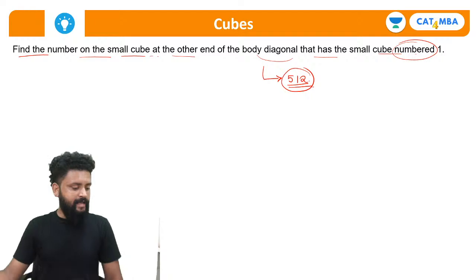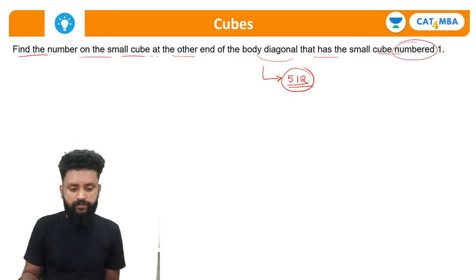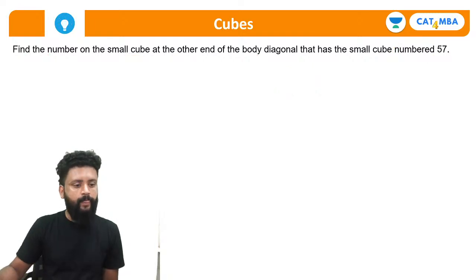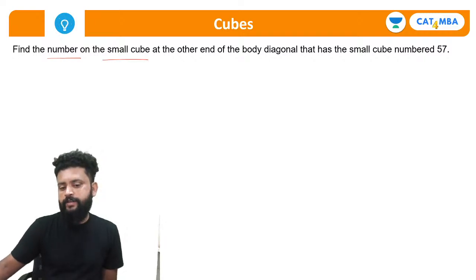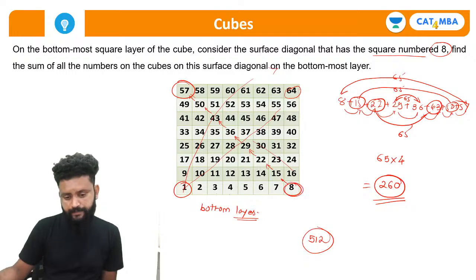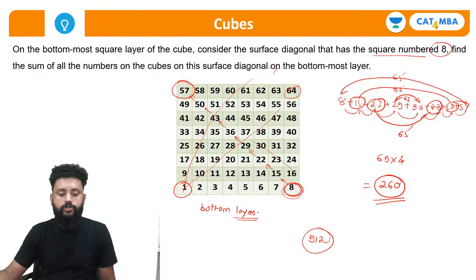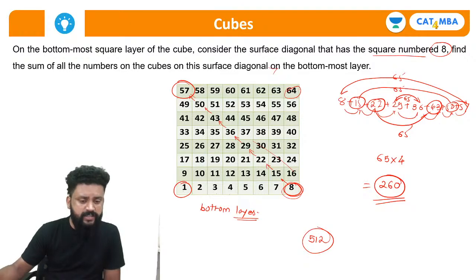And the last question, once you understand this part, the last question is definitely going to be easy for you. I want all of you to answer me this. A bit tricky, but you can manage. Find the number on the small cube at the other end of the body diagonal that has the small cube number 57. So 57 की अपोजिट, सो 57 के अपोजिट तो ये आ रहा है 8, बट हमें चाहिए इसके टॉप पे, जो इसके ऊपर 8 लेयर लगने के बाद जो टॉप पे आएगा वो चाहिए. वो कैसे आएगा, सो ये 64 क्यूब तो हो गए.